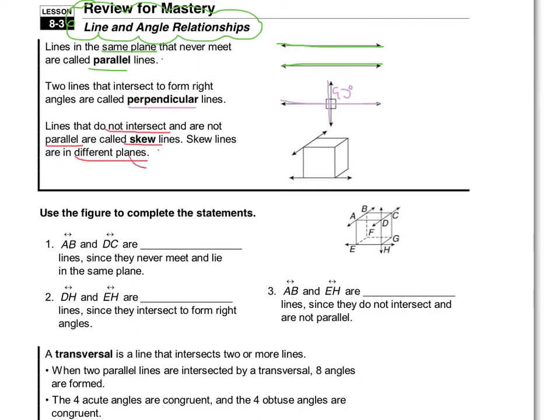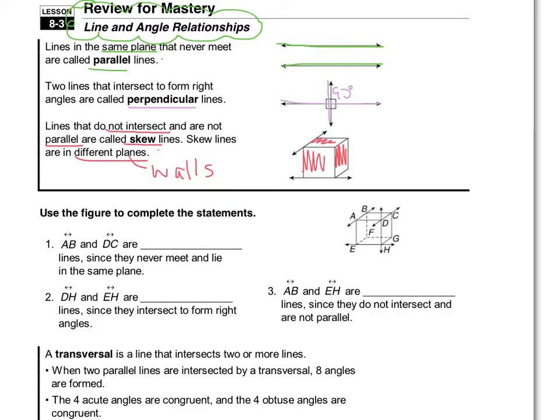When I think of a plane, I think of like walls. Like a room has 4 walls. Those are 4 different planes. So if I look over here, I have a wall on this side. I have a front wall. I have a ceiling. All of those are different planes. That's what I think of when I think of planes.